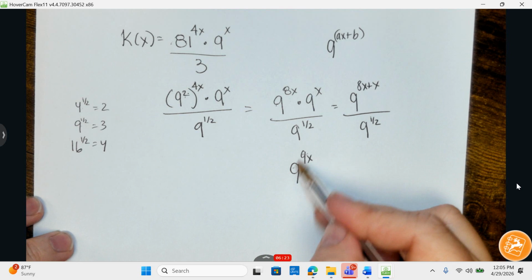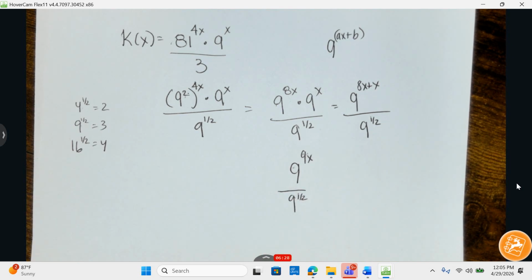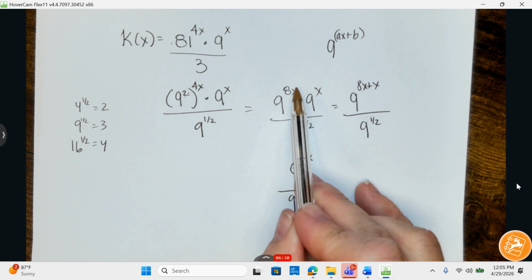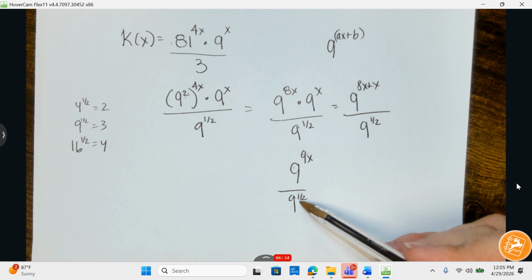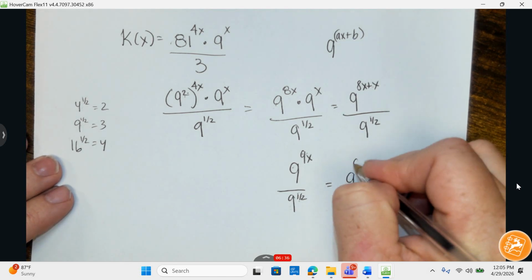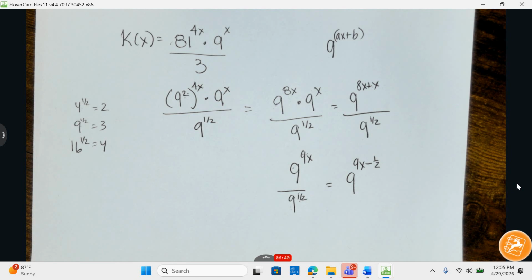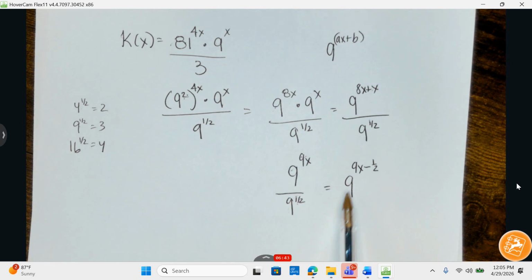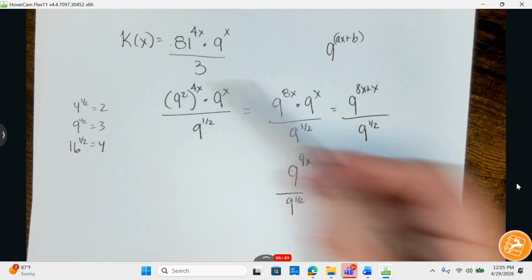This is just a coincidence. These happen to be the exact same number. And now we're on to our last step. When you have the same base and you're multiplying, you add the exponents. When you have the same base and you're dividing, you subtract them, and it's always the top minus the bottom. And there we go. So we now have rewritten this in the form where 9 is the base, and we have an ax plus b. So a is our 9, and b is our negative 1/2, and we can see the work to get that.